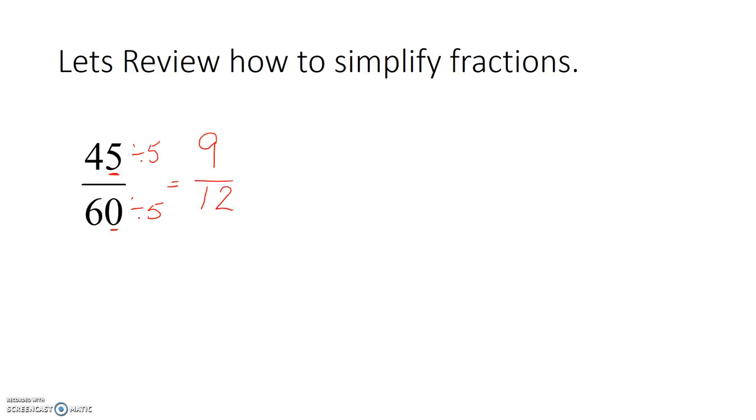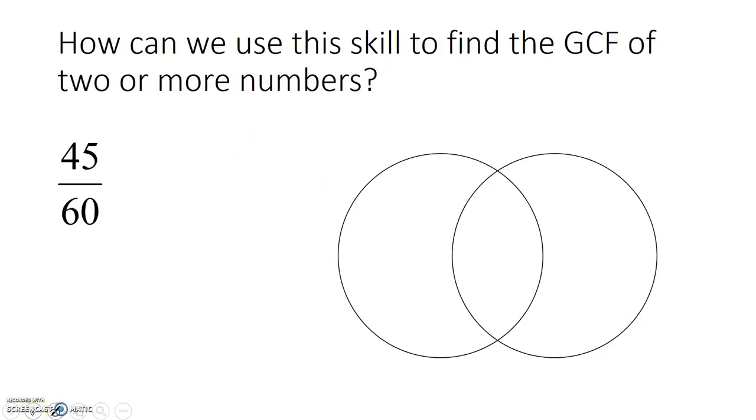And once again, I know from the last problem I saw the same situation where 9 and 12, or 9/12, can be simplified again because they have a common factor of 3. So 9 divided by 3 is 3, and 12 divided by 3 is 4. So now I've got 45/60 in the simplest terms, which is 3/4. So how can we use this skill to find the GCF of two or more numbers?